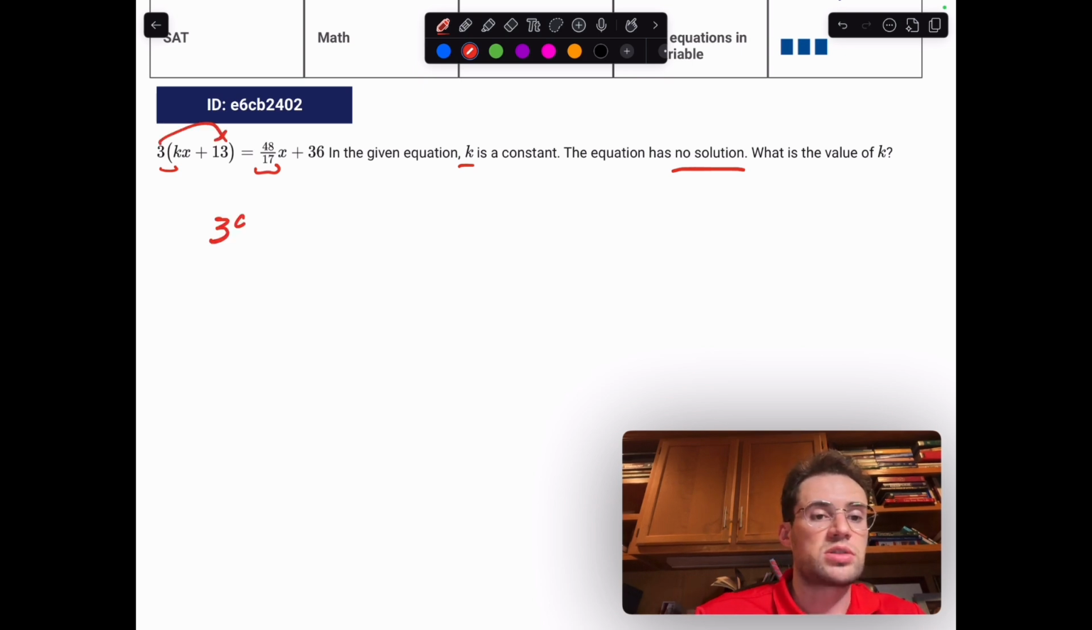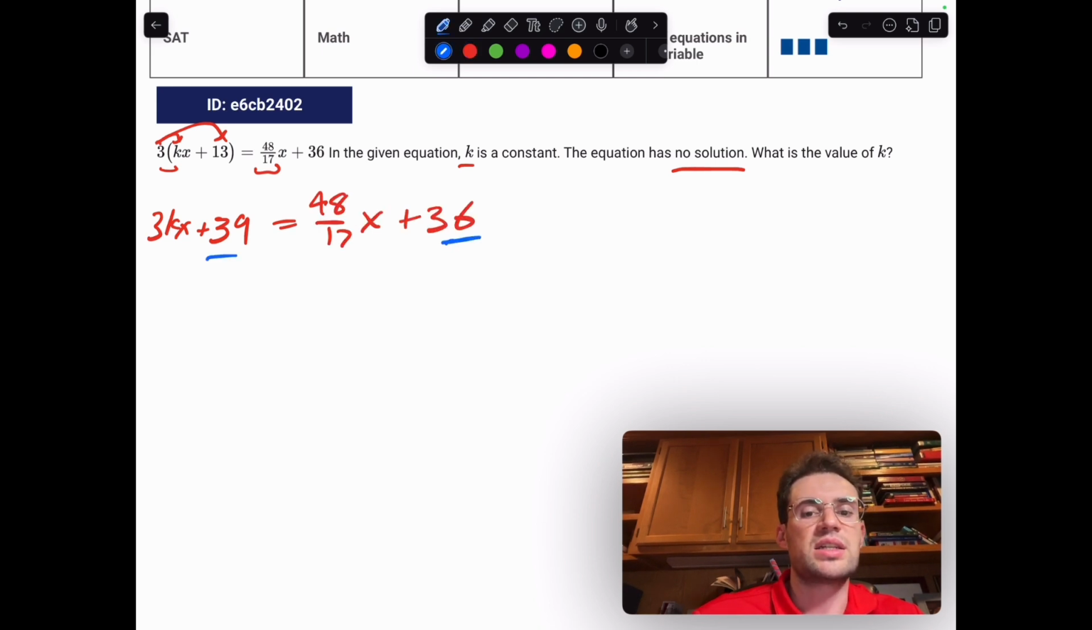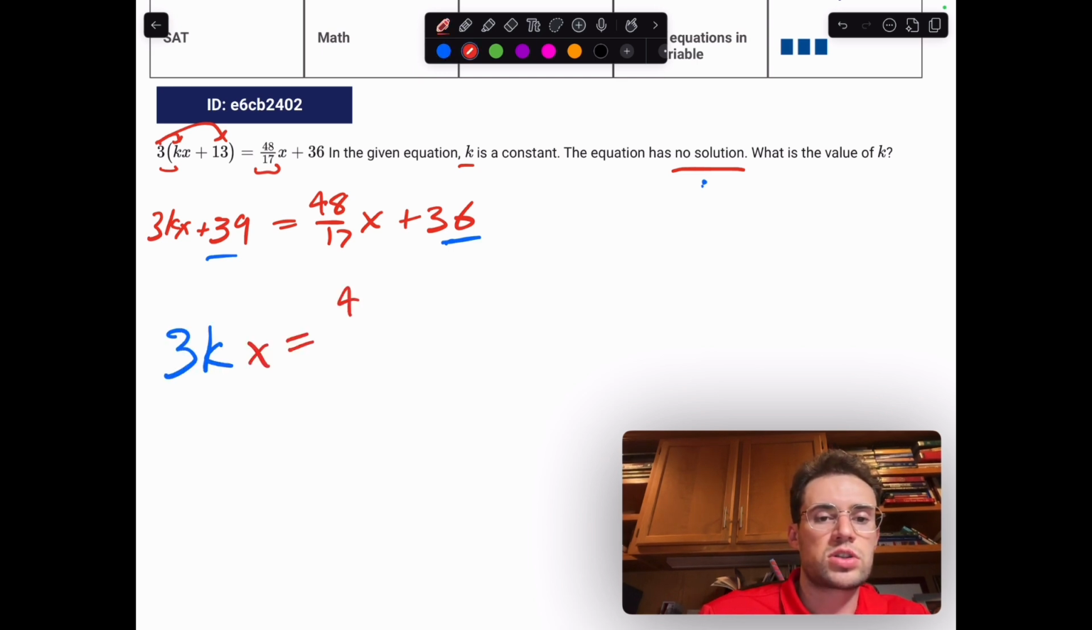3 times 13, that's going to be 39. We have 39 plus, and 3 times kx is 3kx. 3kx plus 39 equals 48 over 17x plus 36. So we've got the constants being different already, which is no solution. That part is the same, but the coefficients in front of the x need to be the same. So that means that 3kx should be equal to 48 over 17x. And now we can divide both sides by x essentially and 3k is equal to 48 over 17.